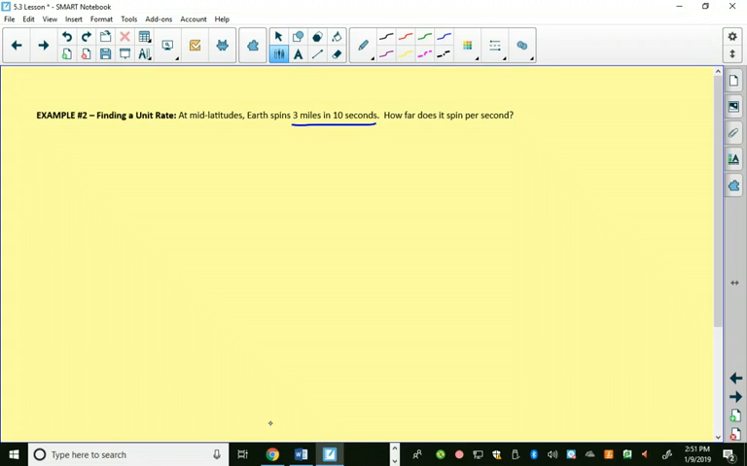Okay, so we have 3 miles in 10 seconds, and this is a rate because it's comparing miles with seconds. However, it's not a unit rate because it's a number compared to another number. And our goal is to compare a number to 1, okay? So I'm going to go ahead and write 3 miles. Actually, we're going to go ahead and make a table out of this. We have our miles and our seconds.